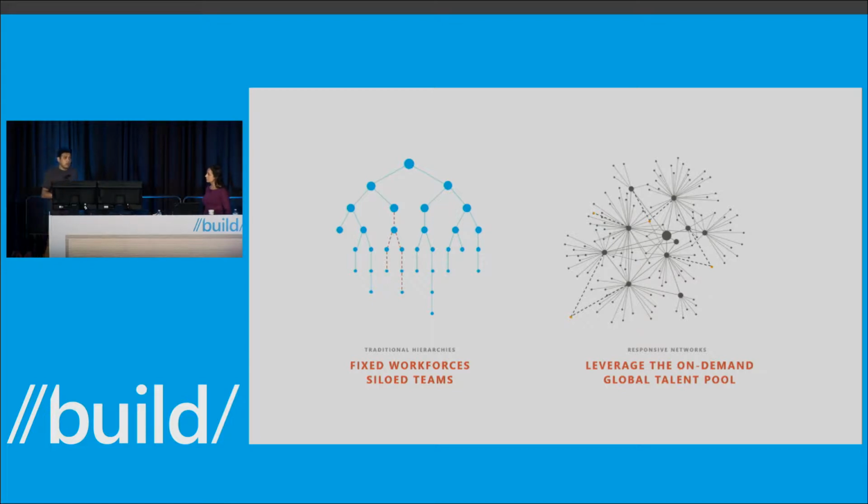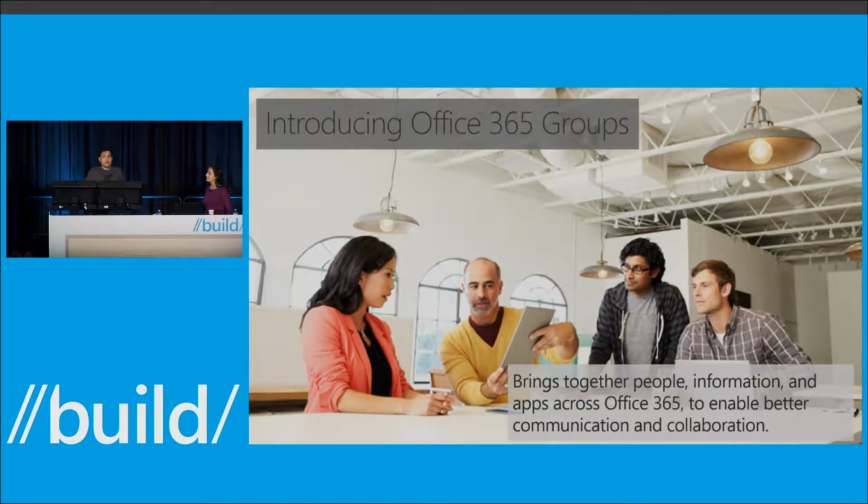The talent pool is global. It's estimated that more than 40% of the US workforce is going to be made up of independent contractors and contingent workers, which means that when you want to create a team, you will have to rely on the network to find the right people so you can build fluid teams quickly and then disband them. And that's where Office 365 groups come in. Because the whole goal of groups is so that we can bring people, applications, and information together. And the idea is so that you can better communicate and collaborate.